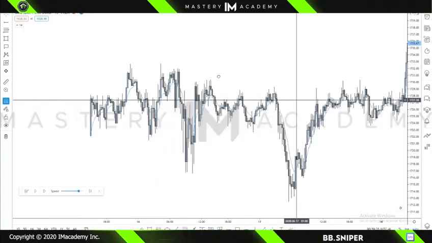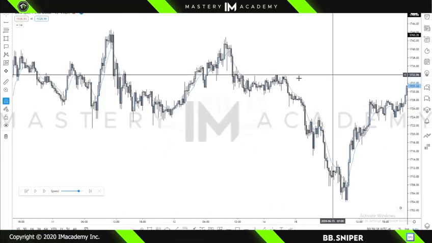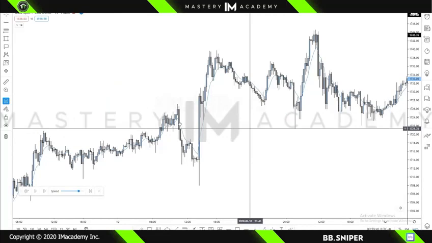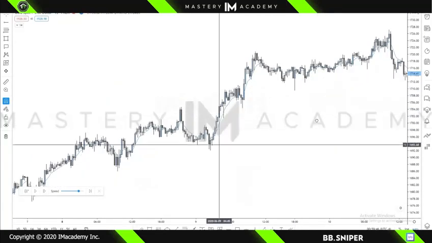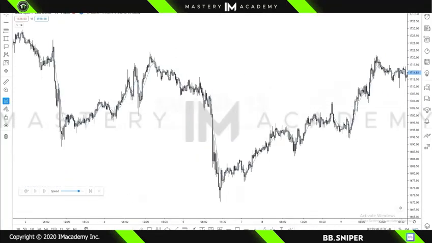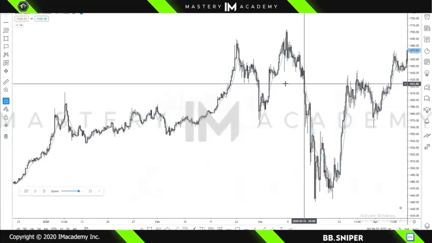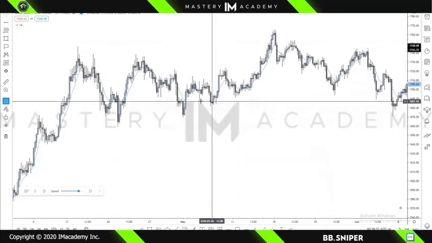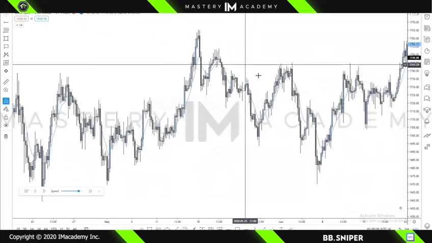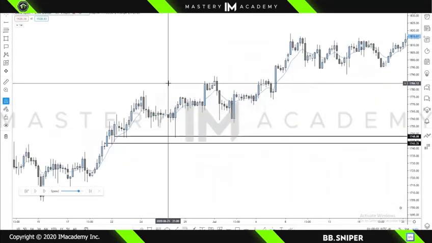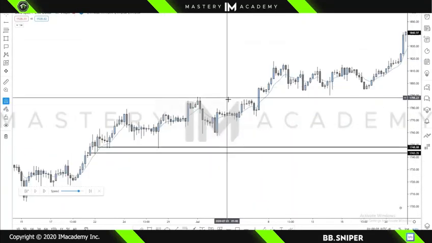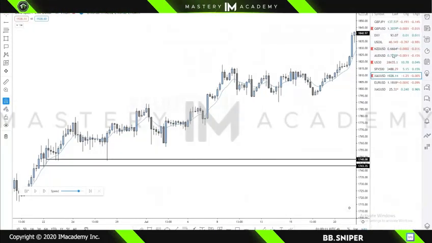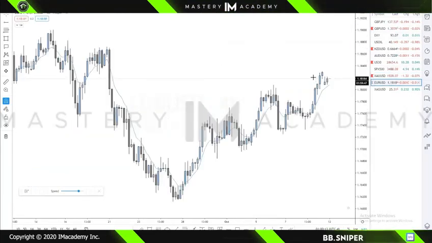I may switch over here to another pair. All right. Or we can just switch time frames here, actually. See what it is, if we can find anything. Checking out Euro USD.